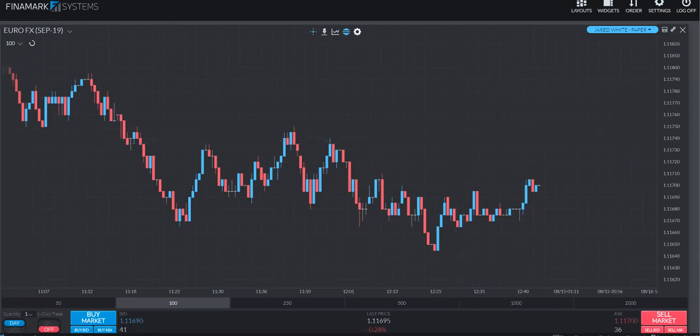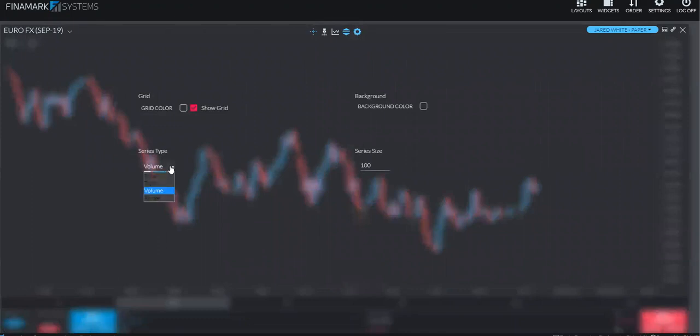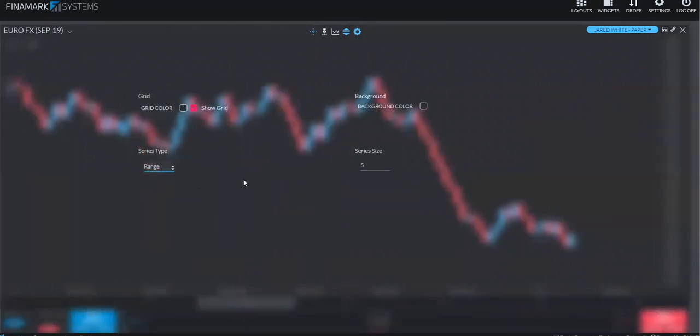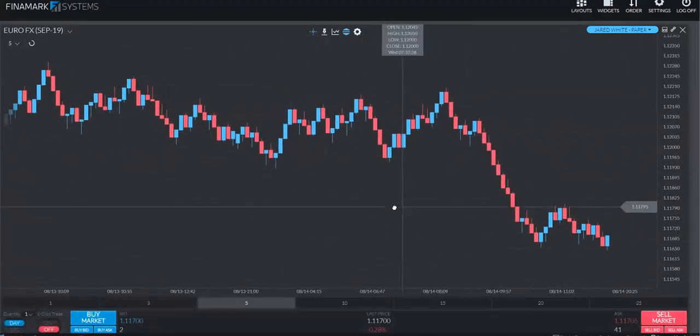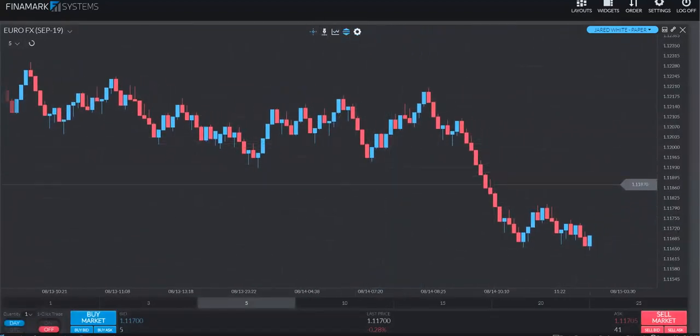Now, the next option that we have is going to be range, okay? So range. All right, we currently have a series size of 5. And once again, we can adjust this to anything that we want. And just like we did before, we're just simply going to click this cogwheel and go back to the charts. And now we have ourselves some more uniform plotting options. So, more uniform bars in that sense.